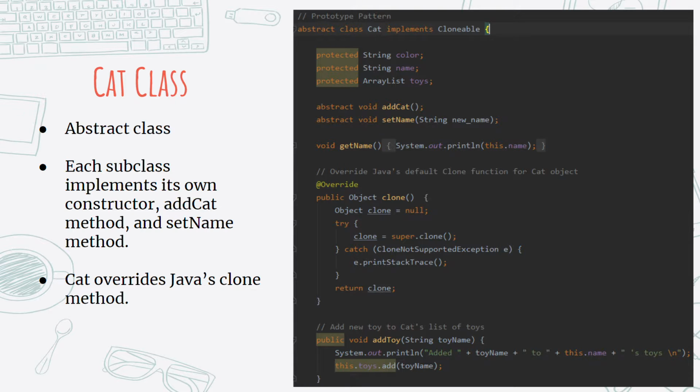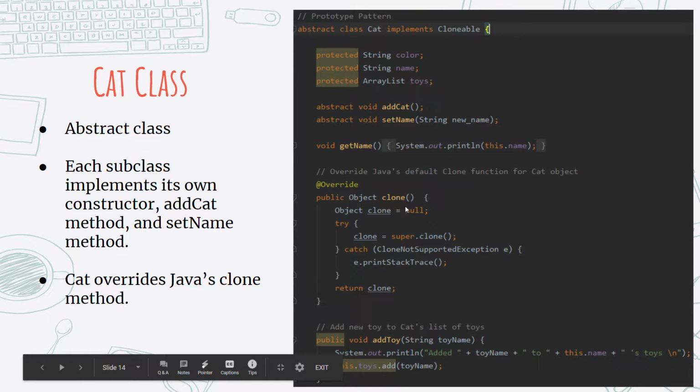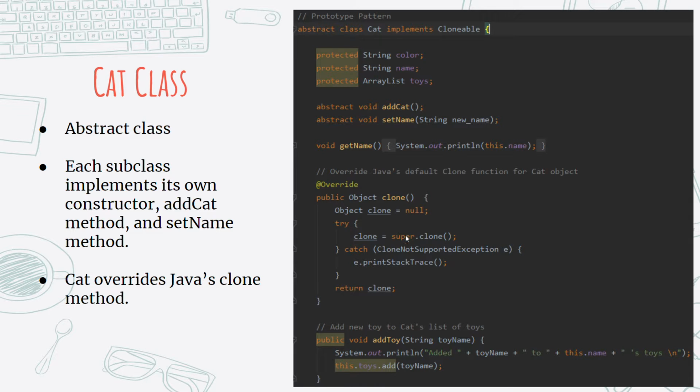So here we have the cat class, which is an abstract class. It just starts with simple attributes: a string for the color of the cat, the name, and then an array list of its toys. And then we have the get name, which simply prints out the name. And here we have the clone method, which is the most important part. So this essentially creates a clone object of a cat and then returns that clone. So it'll create a clone of the original instance.